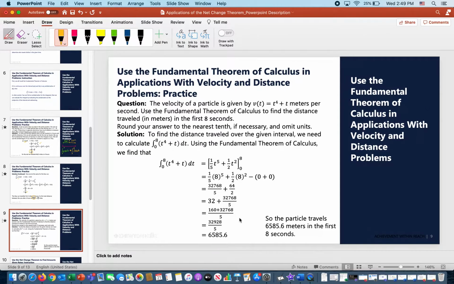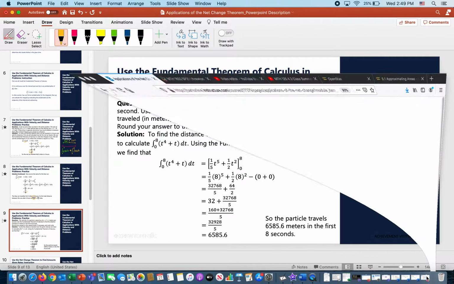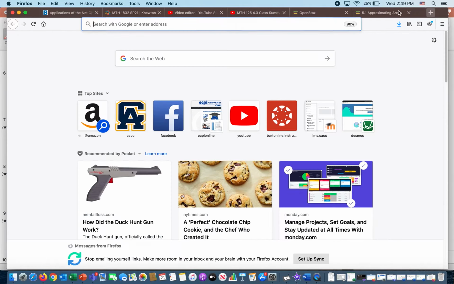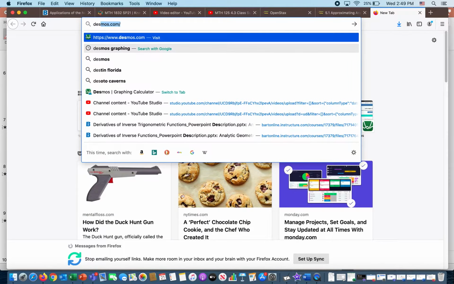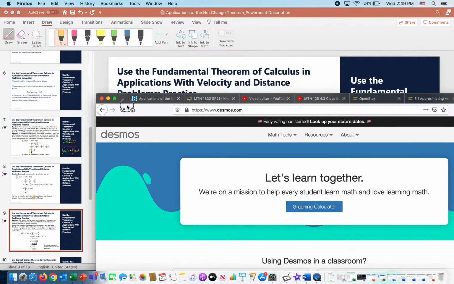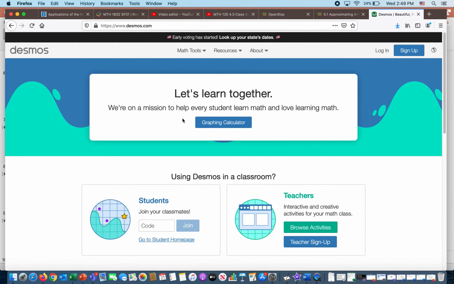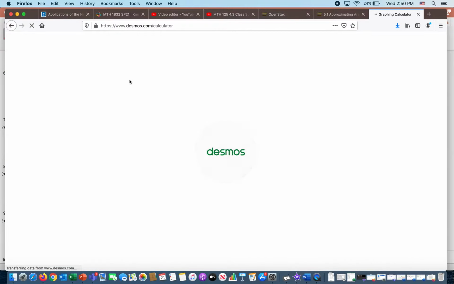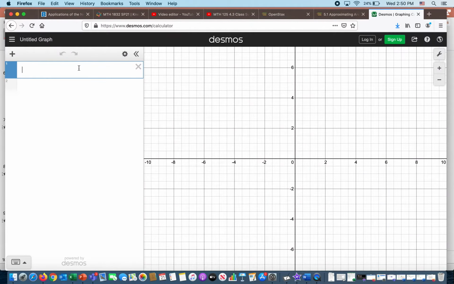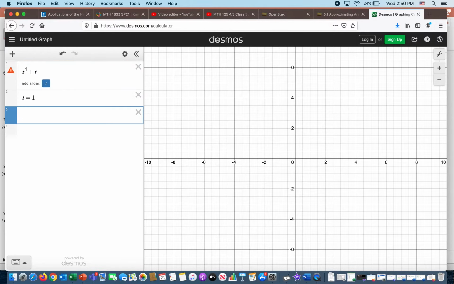So because it says the distance traveled, I want to make sure, and I'm going to go to my graphing calculator, and I'm going to say, what does it look like when I graph t to the fourth plus t? You can see t to the fourth plus t. So if I go to the graphing calculator, I'm going to plot t to the fourth plus t.